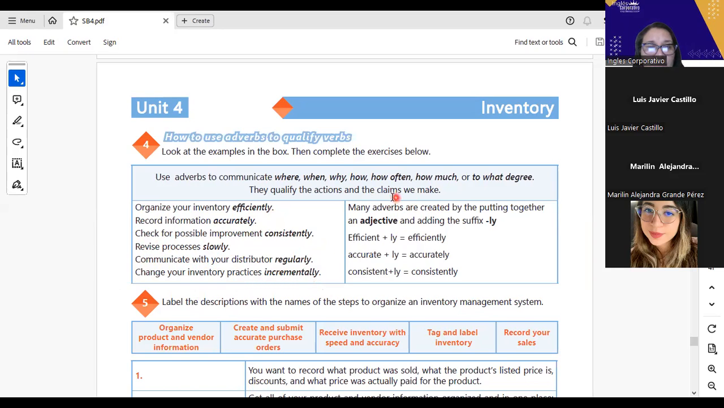So you see, many adverbs are created by putting together an adjective and adding the suffix "ly." Efficient, efficiently. Accurate, accurately. Consistent, consistently, right? So that's how we form the adverbs from an adjective.